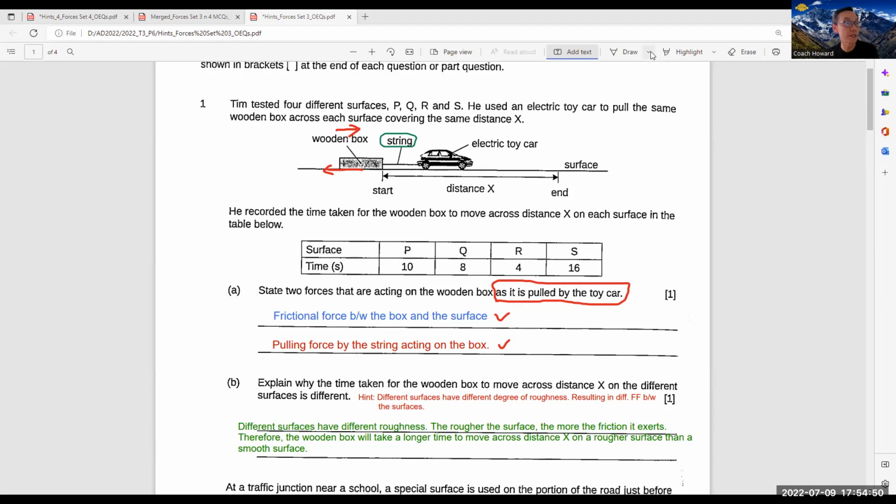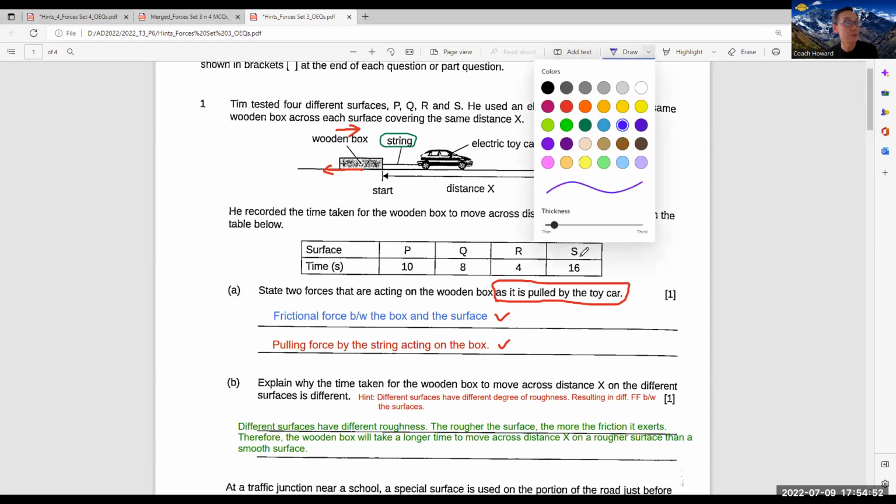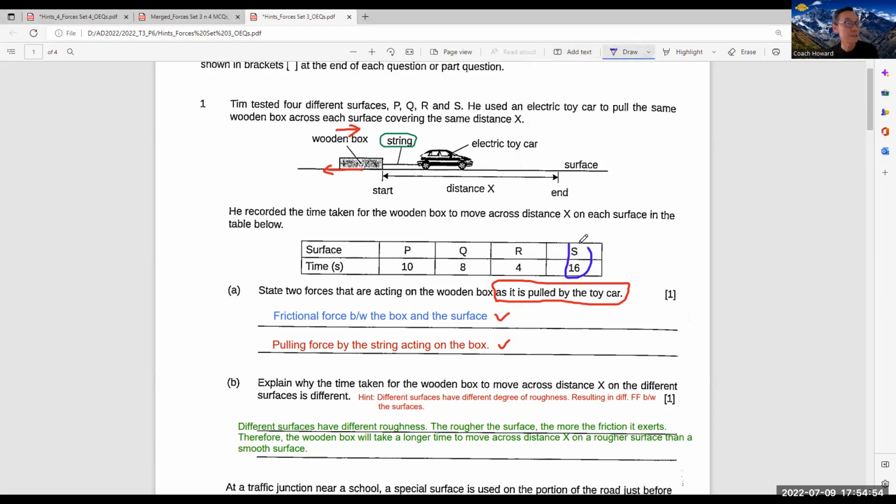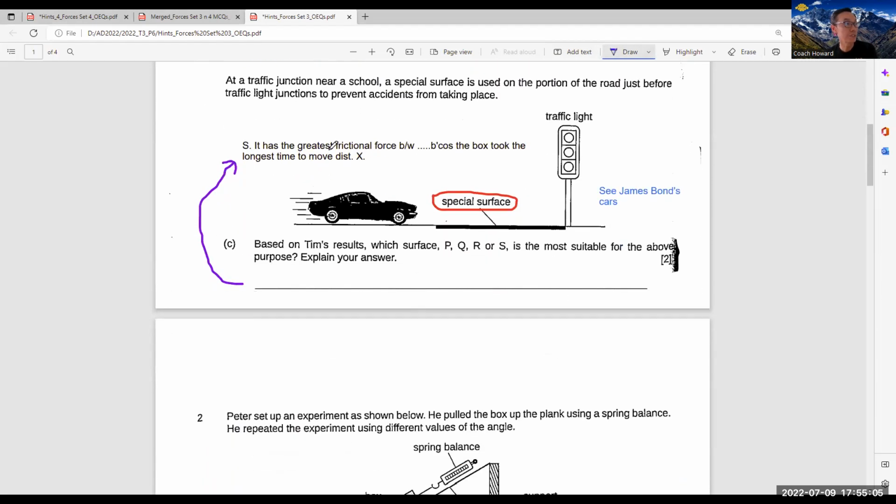Can you see this part? So surface S took the longest time to pull the wooden box. That means it's most difficult to pull the wooden box on surface S. So for this question here, I put S, it has the greatest frictional force. Okay, maybe I do the full answer here for you to write down.